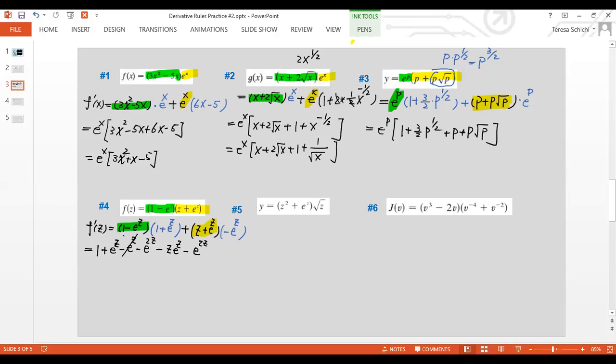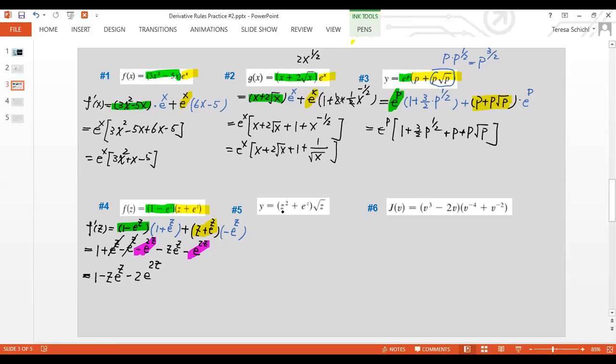Oh, this is negative, this is positive, right? So combine the similar terms, and these two terms are similar, right? So my final answer will be 1 minus z e^z. How many e to the z? 2e to the z here. All right.